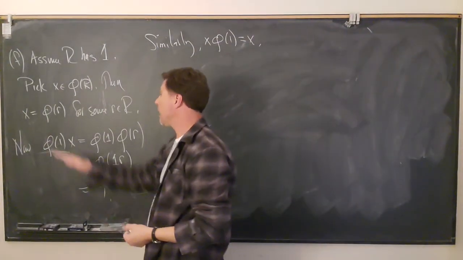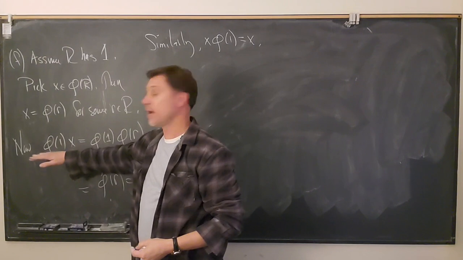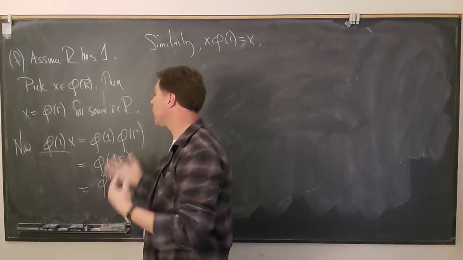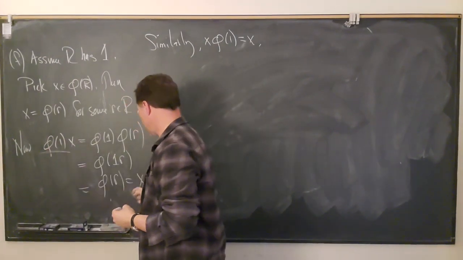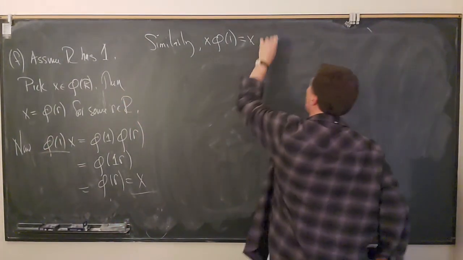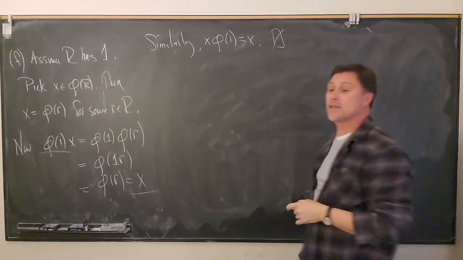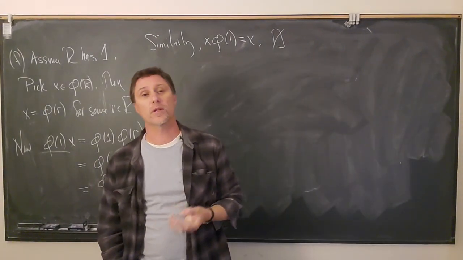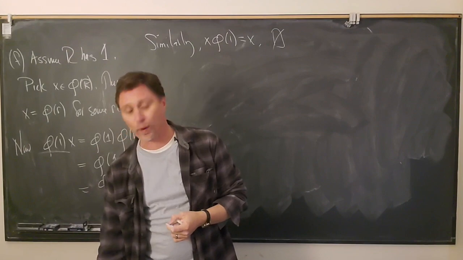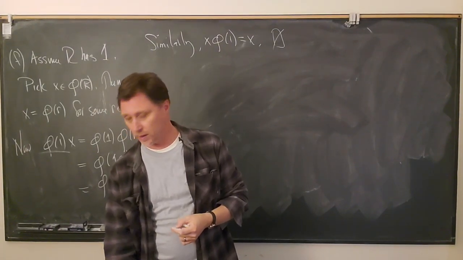Phi of 1 behaves as the multiplicative identity within phi of R. Right? When you multiply, you get x. Okay, so the rest of these are left as exercises, and I can almost guarantee you at least one of them is going to show up on the midterm. So this is a good place to get some practice in proving this stuff.